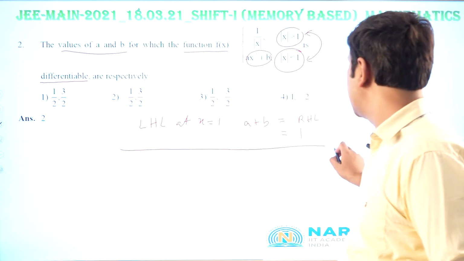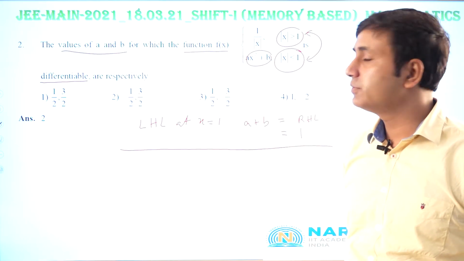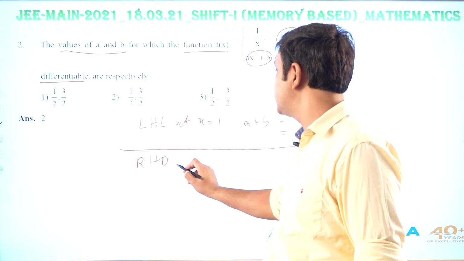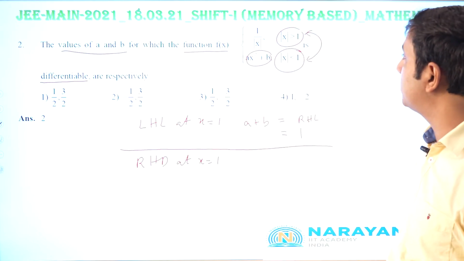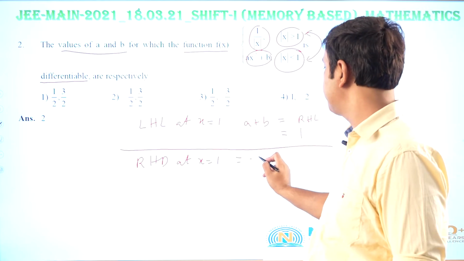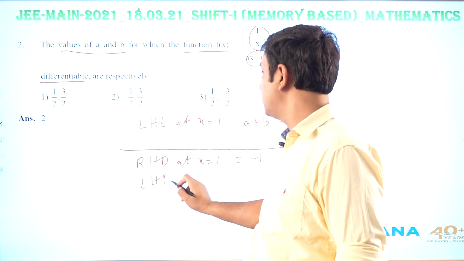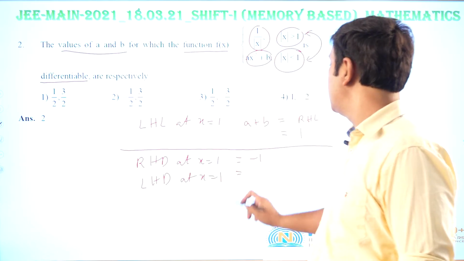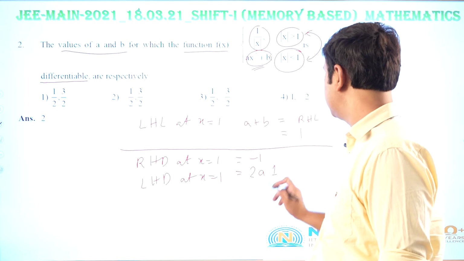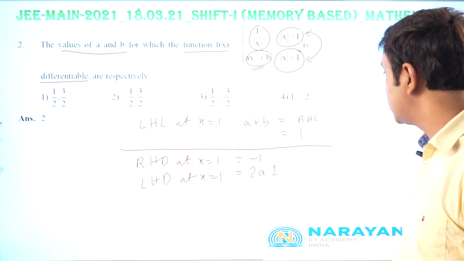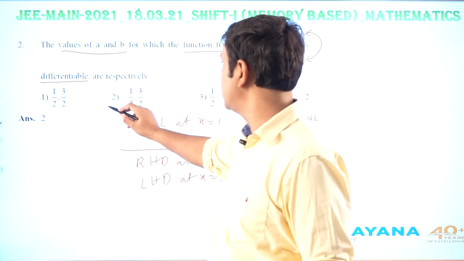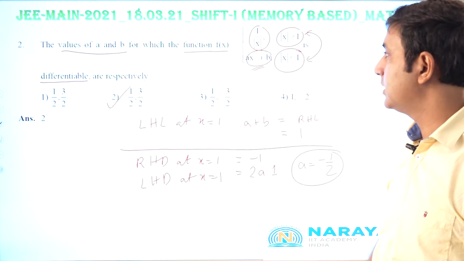Now when the function is continuous, let us decide for what values of a and b the function will be differentiable. Now, for differentiability, we will calculate RHD. RHD at x equal to 1 will be obtained by this function 1 upon mod x, and it will be minus 1, and LHD at x equal to 1 will be obtained by differentiating this function, which is 2a into 1 as x is equal to 1. Now, for this we got a is equal to minus half. Now, as a equal to minus half corresponds to only one option, we will mark that option as correct, and let's move on to the next question.